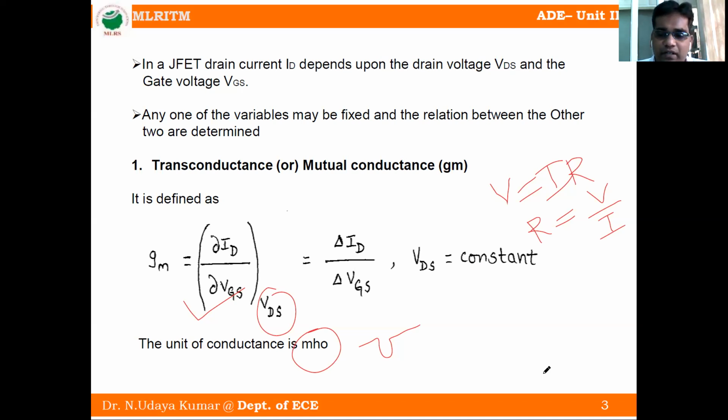Likewise, we see three parameters. One is transconductance or mutual conductance, denoted by GM. So GM is equal to dou ID by dou VGS, that means change in ID by change in VGS at constant VDS. The unit of transconductance is mho, the reciprocal of resistance.